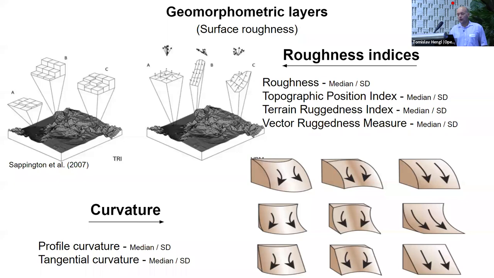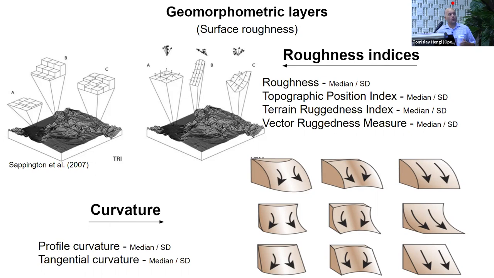We can study geomorphometry in different types. Let's say the roughness, that is the roughness of the surface. So the up and down, how rough the surface is. There are several indexes to identify this roughness. The more rough, the higher the index, and the more flat, the lower the index, close to zero.